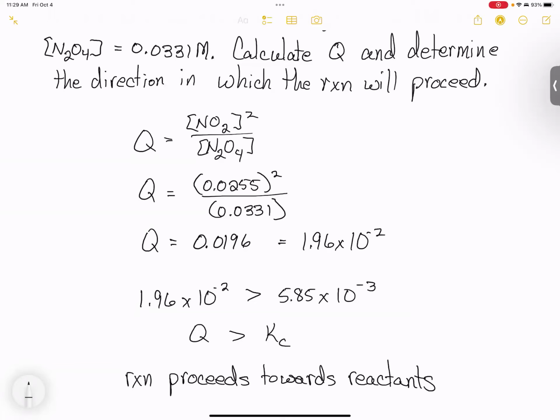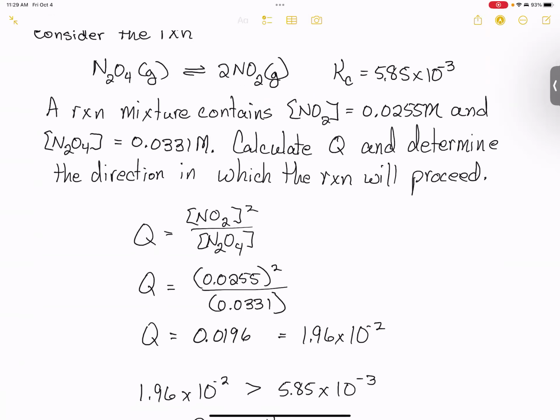Yes. Say again, how we know which one is in the numerator and denominator? When you write an equilibrium expression or Q, it is the products raised to their coefficient divided by the reactants raised to their coefficient. So it would be the NO2, since it was the product, raised to the power of 2, since that's its coefficient, divided by the reactant N2O4, raised to its coefficient of 1. Thank you.